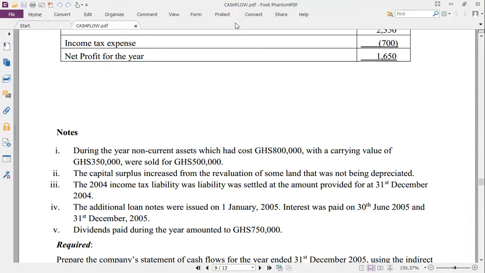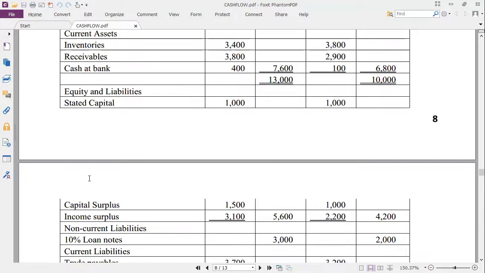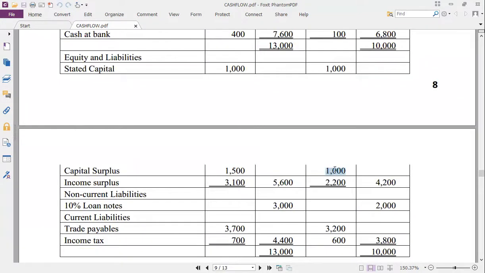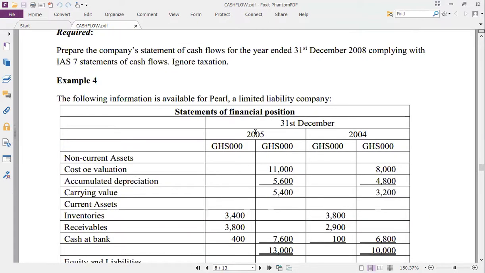Okay, note 2. Let's look at the changes in the capital surplus. Yes, important. So capital surplus opening balance is 1,000, closing balance 1,005. So it means that the increase will go to the PPE when I'm calculating the new PPE acquired during the year. Okay, don't forget current year and previous year. Please, anytime you get a question, kindly check and confirm these years.